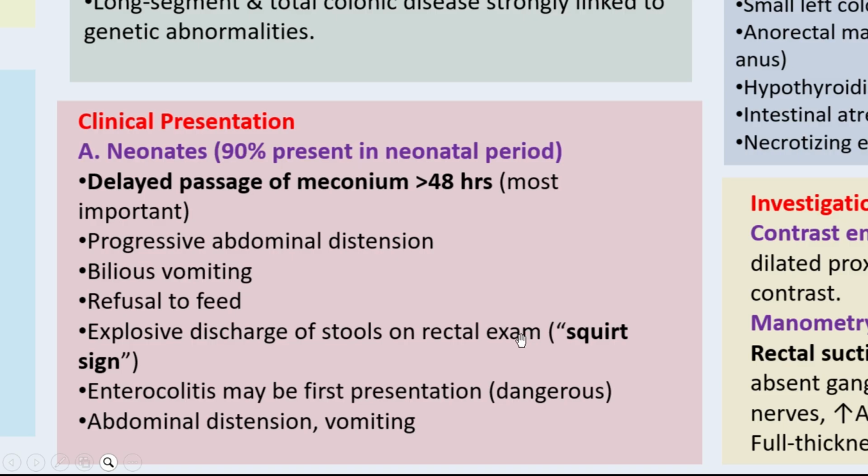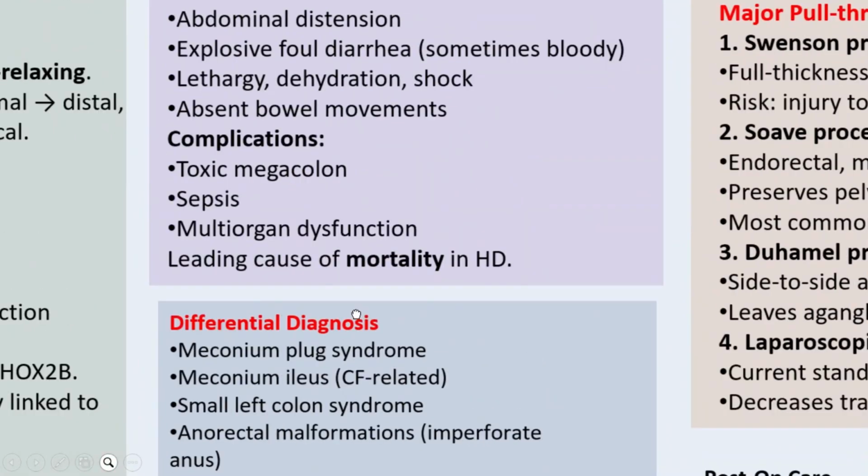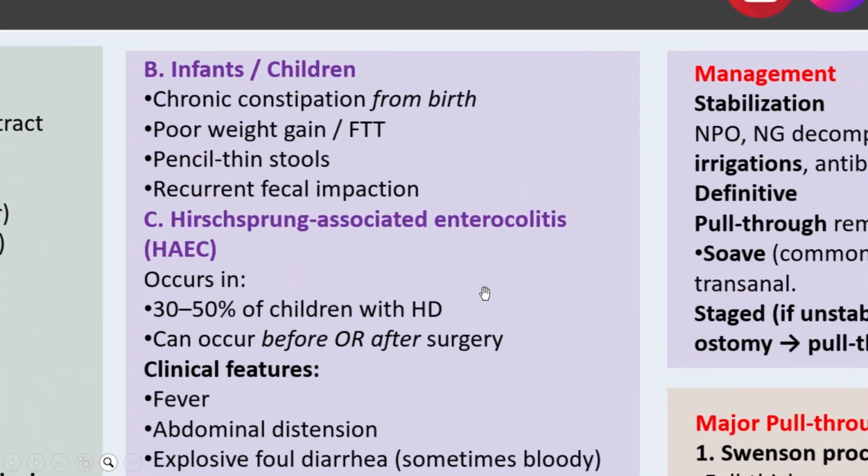Then sometimes enterocolitis may be the first presentation, and it comes in toxic because of the overgrowth of organisms within the gut. This may be the first presentation and is the most common cause of death in kids with Hirschsprung's disease. Then abdominal distension and vomiting, other things we shall see.